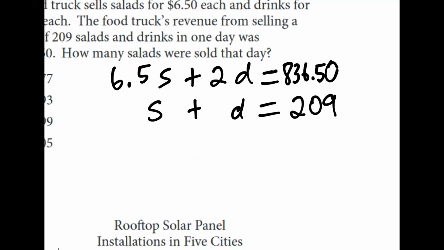The more formal way to solve this would be to set up a system where the top equation represents the price of the salads, the price of the drinks, and the total revenue. The bottom equation represents the total salads, the total drinks, the total of both. You could use substitution or elimination.